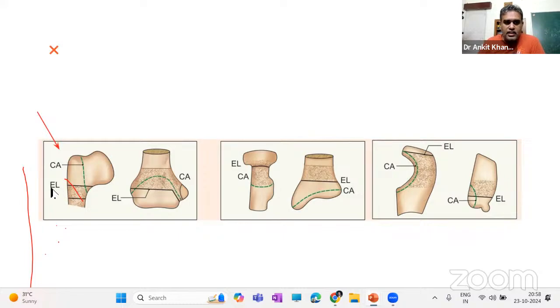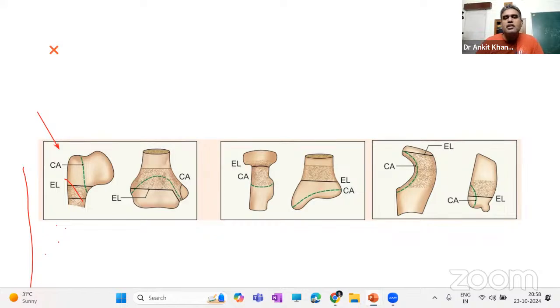And these EL over here are the epiphyseal lines. So what does it signify? There's nothing to cram over here, just to show you some clinical implications and how important things become.